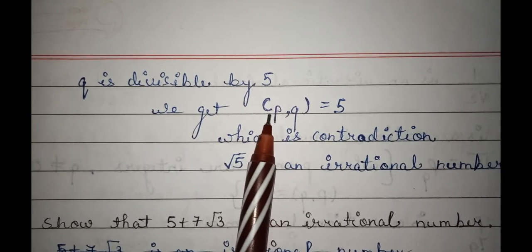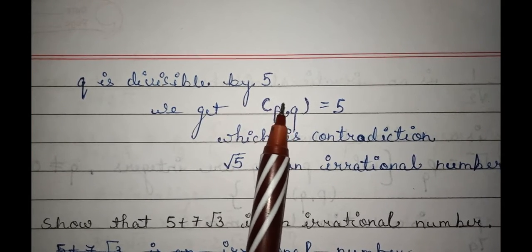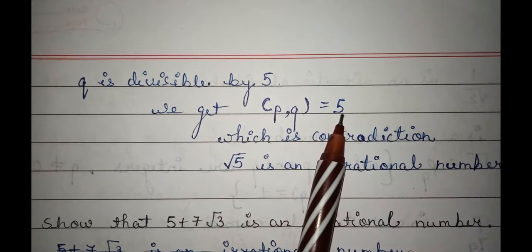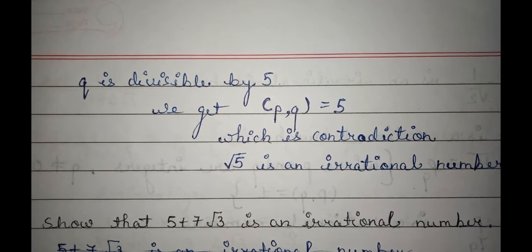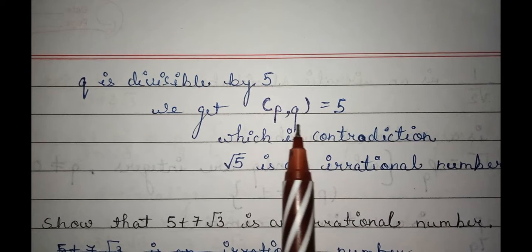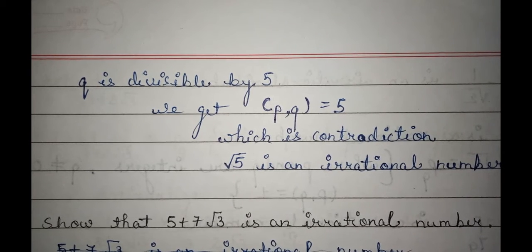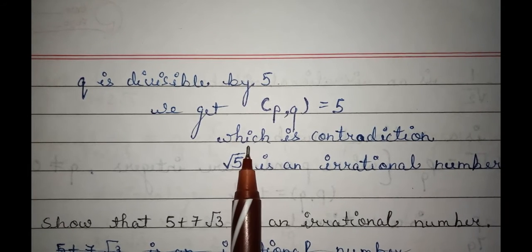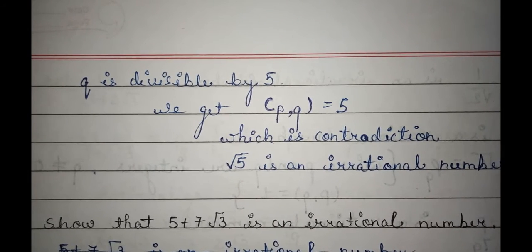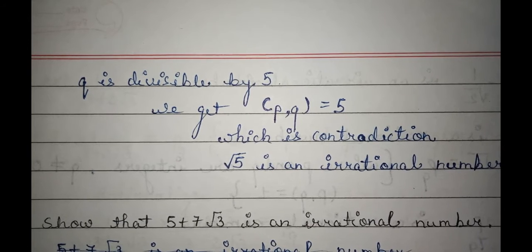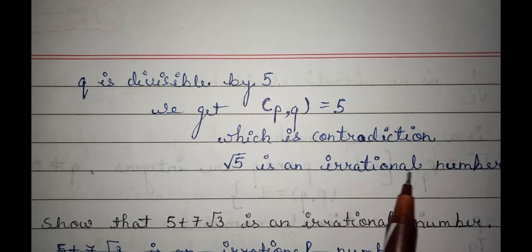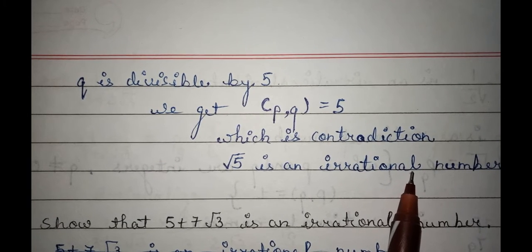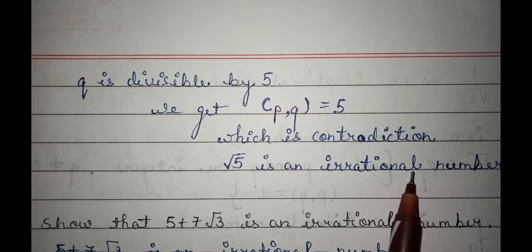Now we know p and q both are divisible by 5, so these two numbers have a common factor 5. And we already know that if it is a rational number, then p and q must not have a common factor. Okay, so as we have assumed it as a rational number, our assumption is wrong. So it is a contradiction, hence root 5 must be an irrational number. And this is the proof of this question.